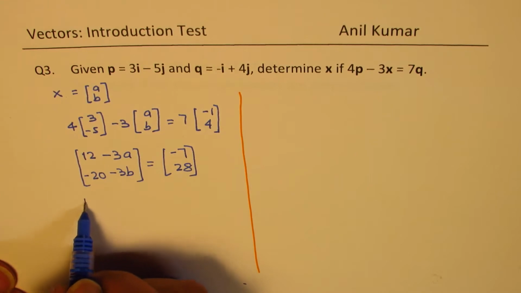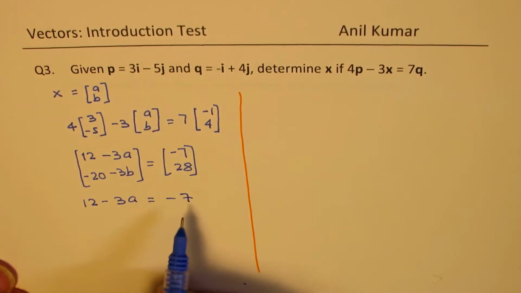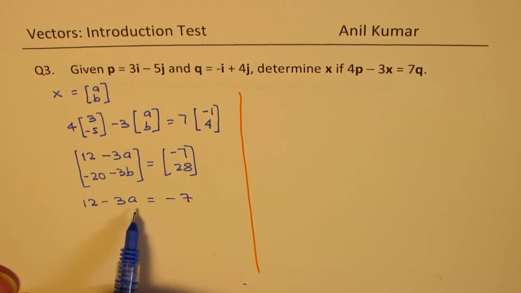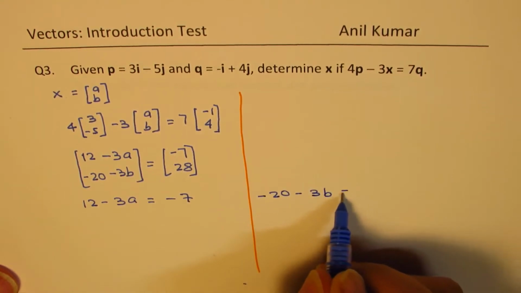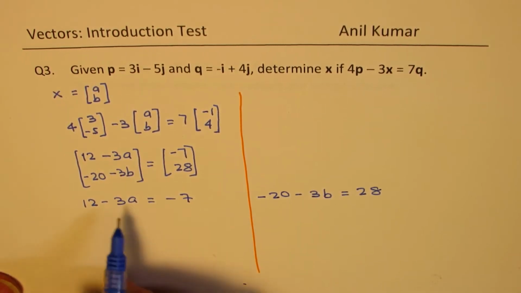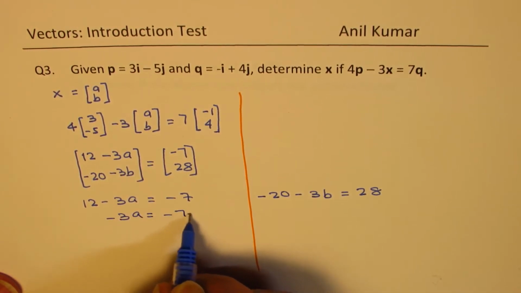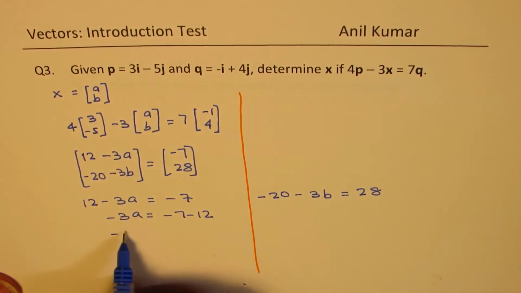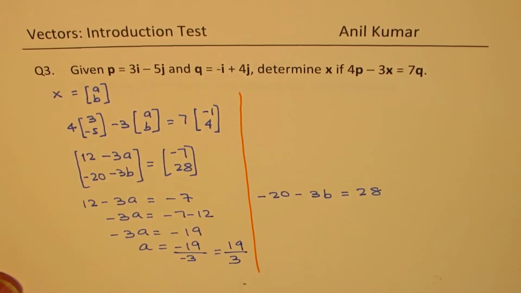The first one here is 12 minus 3a equals minus 7, right? So from here we can find the value of a. The second one is minus 20 minus 3b equals 28. From here we can find b. So let's find a first. Taking 12 to this side, we get minus 3a equals minus 7 minus 12. So that means minus 3a equals minus 19. So a equals minus 19 over minus 3, or 19 over 3.